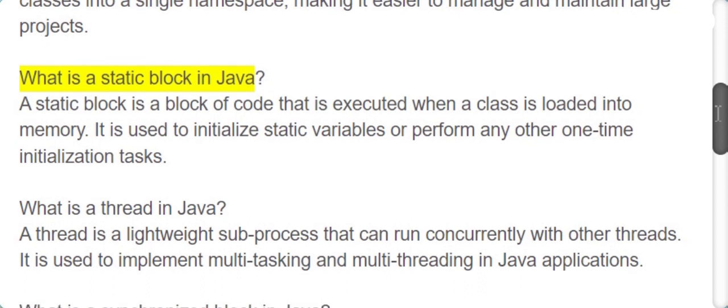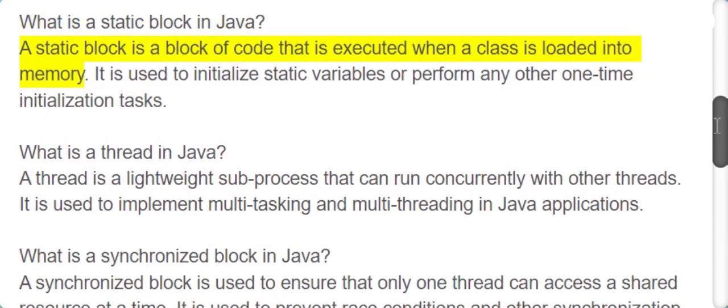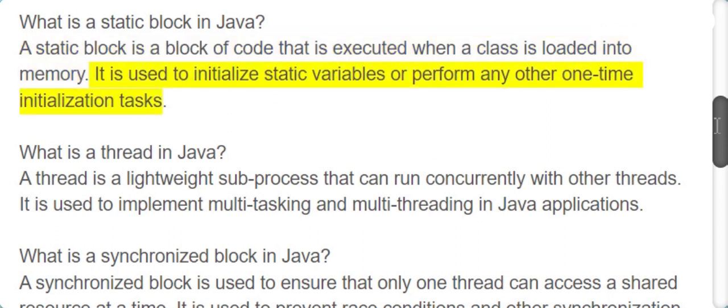What is a static block in Java? A static block is a block of code that is executed when a class is loaded into memory. It is used to initialize static variables or perform any other one-time initialization tasks.